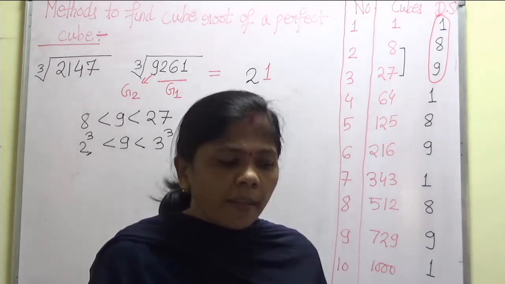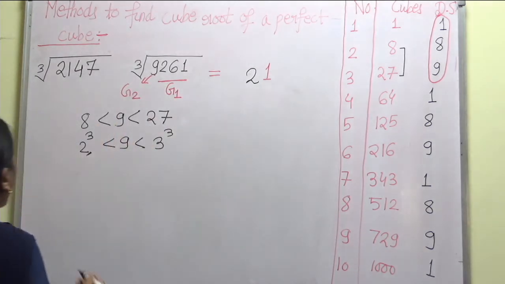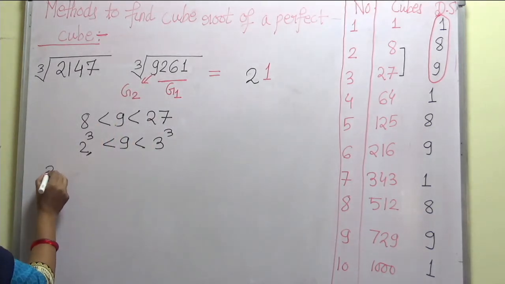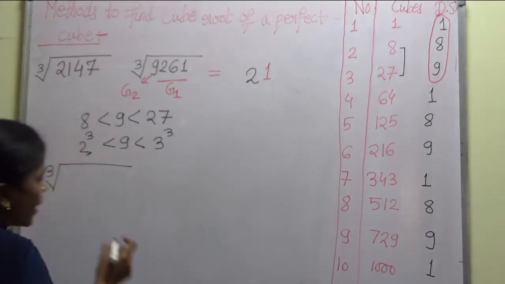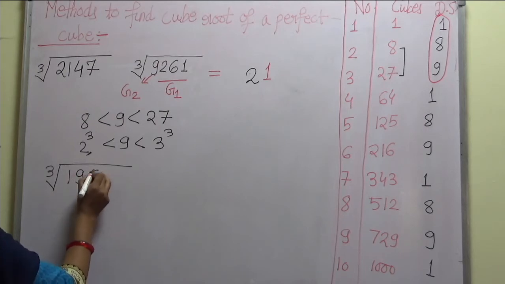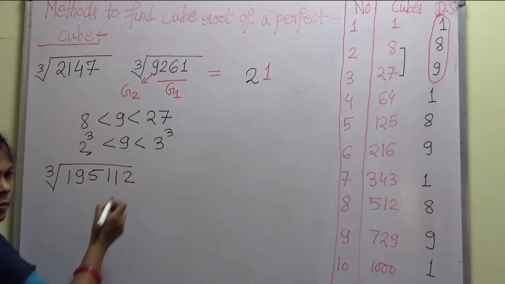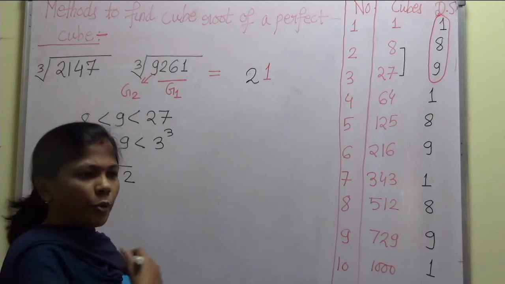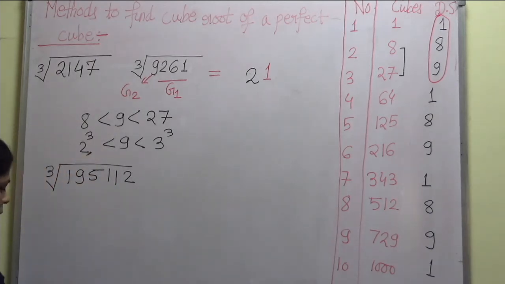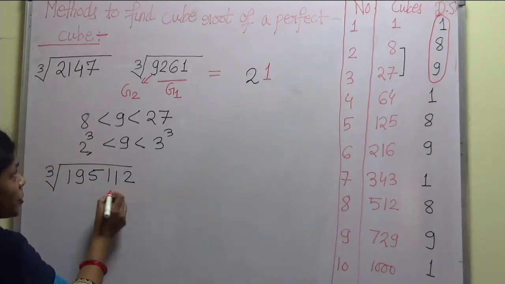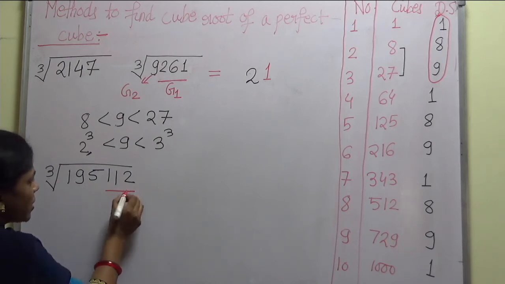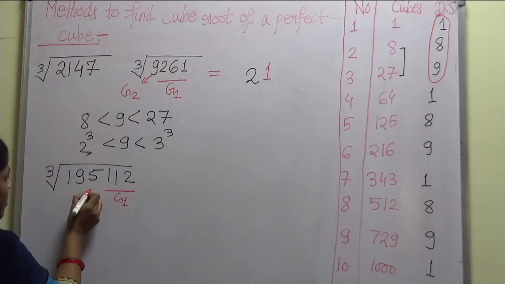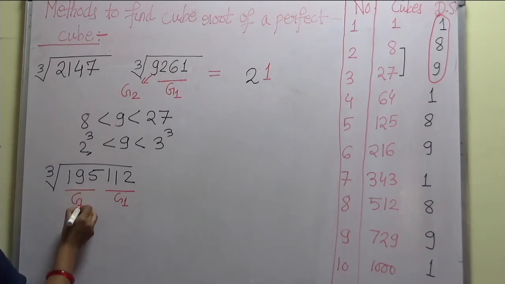Now let us take another example. Suppose I have to find the cube root of 195112, right? This we want to find out. So again, as per the procedure, we will form the two groups, right? The first group will be the last three digits, so this is nothing but G1, group number 1, and the remaining is group number 2.